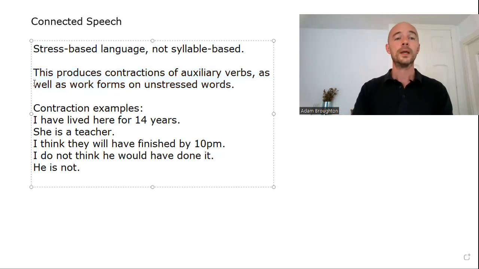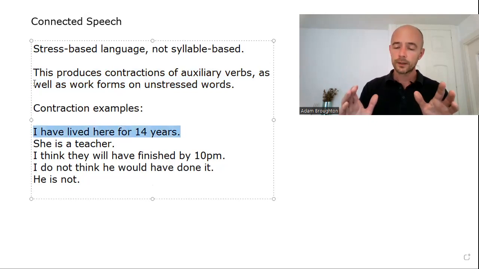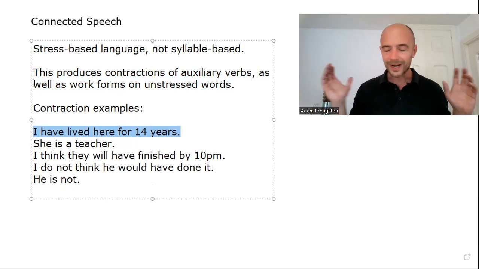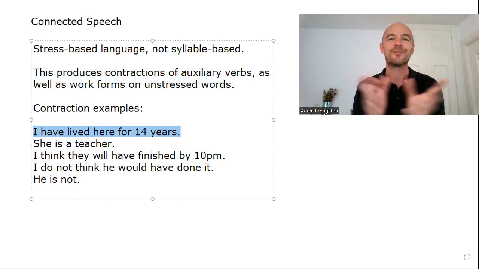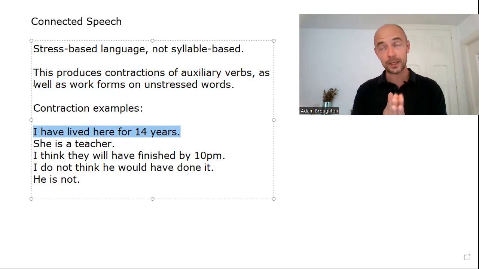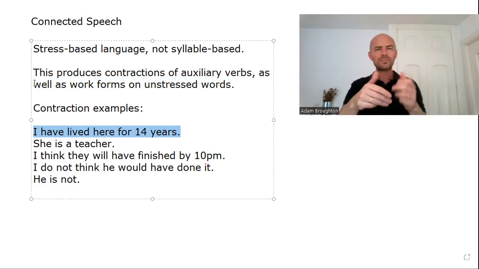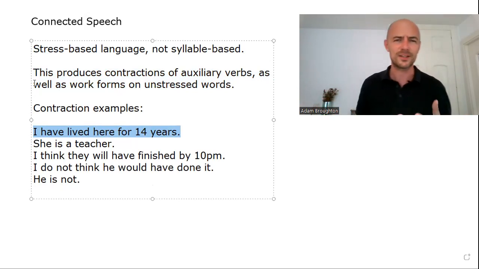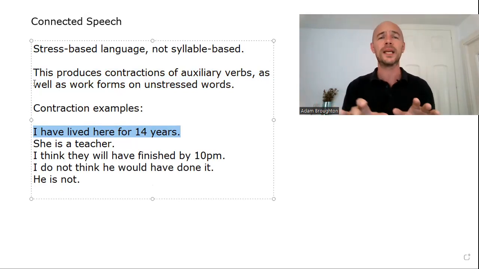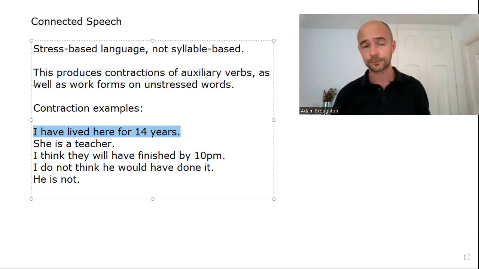This is something I really push my students to do: when you speak, contract everything that you can contract. All auxiliary verbs that can be contracted, you should be contracting when you speak in English. And when you write in English, typically, unless it's a WhatsApp message, a text message, or an informal email, don't contract. But when you speak, everything is contracted.